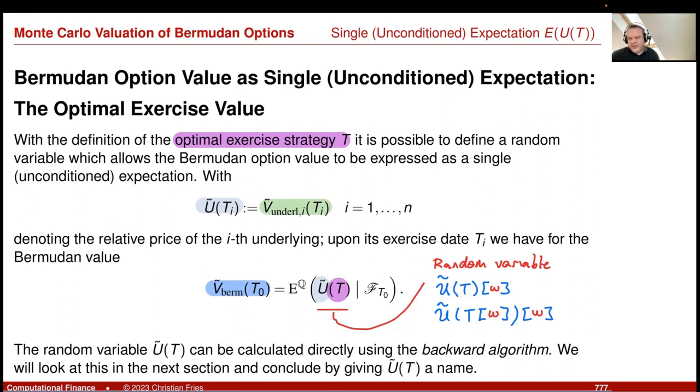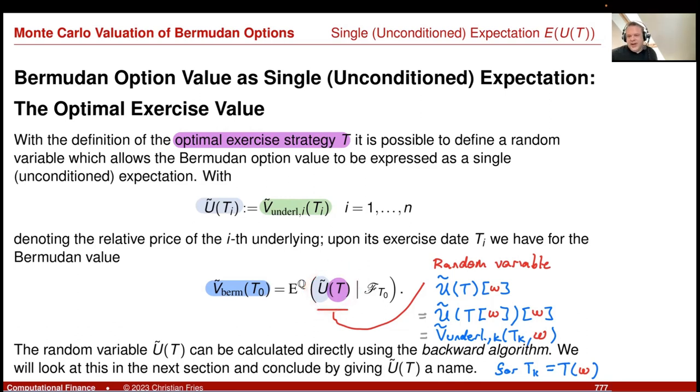Okay, and then the U tilde of this T omega is, of course, the value V tilde of the underlying, say some k here, evaluated in Tk, and on the sample path omega, for some Tk, where Tk is the T of this omega. So plugging the stochastic time into the time discrete stochastic process gives you a random variable. This is what I have now here under the expectation operator.